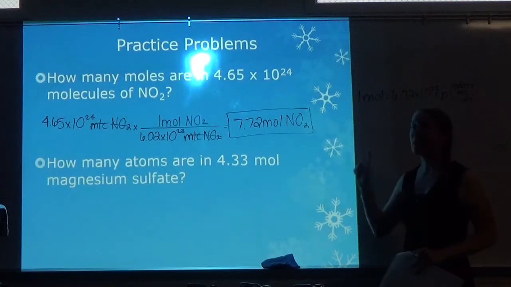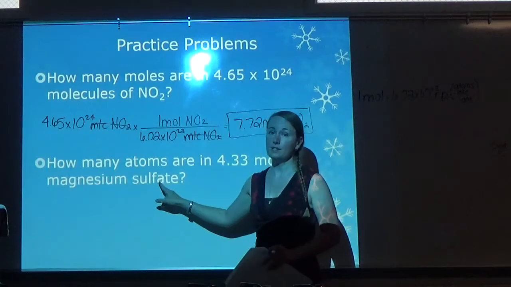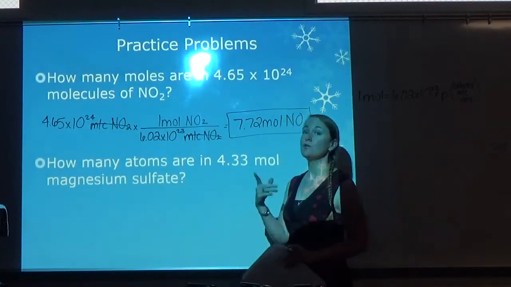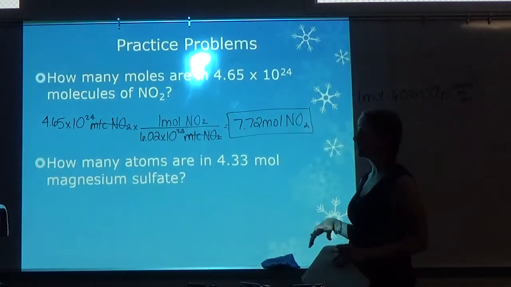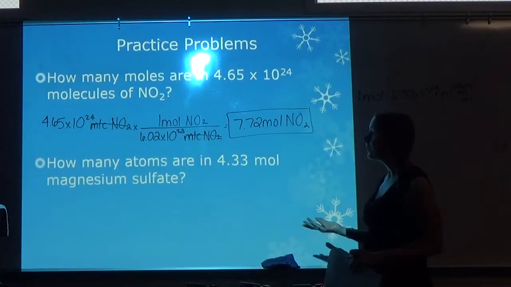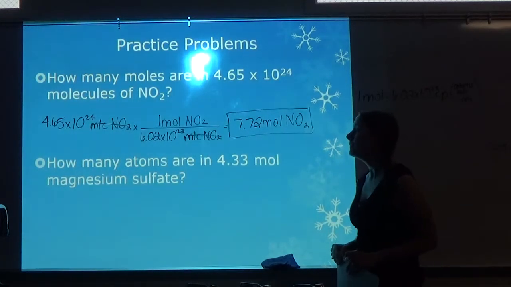All right, so maybe pause it. You try the third one. I will go ahead and give you fair warning. I gave you magnesium sulfate, which is a compound. But yeah, I've asked you how many atoms. So you are going to have to do that extra step I showed you on the previous slide. So I'm going to assume you paused the video and you've tried this on your own, and now we'll look at it together. So it says, how many atoms are in 4.33 moles of magnesium sulfate?